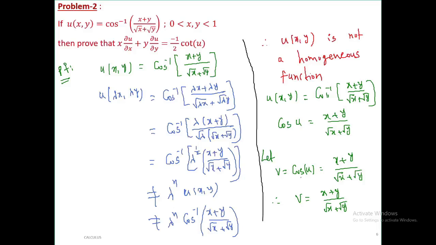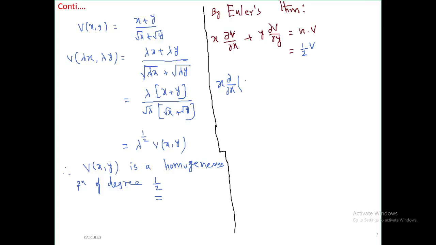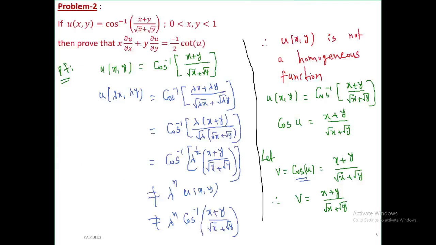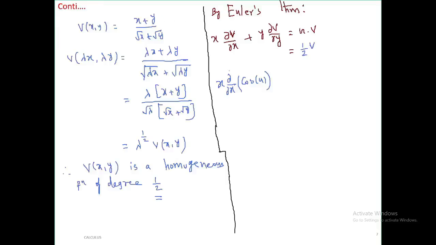Look here. V is equal to cos u. I am replacing v with cos u. Why am I replacing? Is it required? Yes, it is required. Because the result is in terms of dou v by dou x and dou v by dou y, but what I want, look at the problem, is dou u by dou x and dou u by dou y. I need to prove it in terms of u because u is given to us. That's why you compulsorily have to substitute back. So x into dou by dou x of cos u, plus y into dou by dou y of cos u.